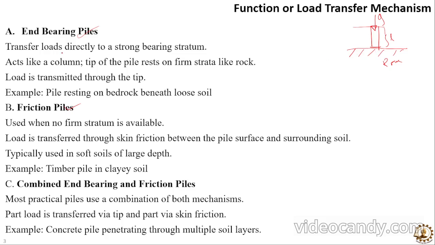So in this case, it transfers loads directly to the strong bearing hard stratum. It acts like a column. The tip of the pile rests on the firm strata like rock. In this case, this is the pile and it is resting on the hard stratum, and the load is transmitted through the tip. This is known as the tip of the pile, and the load is transferred through this tip to the rock stratum. For example, a pile resting on bedrock beneath the loose soil, and it is mostly effective.